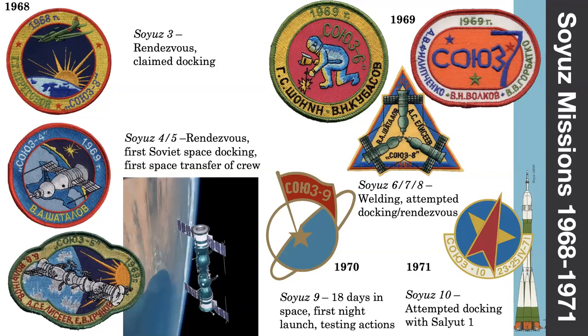Soyuz eventually did go up into space, and they managed to do some docking. They transferred their crew in 1968. They spent lots of time. They docked 3 separate ships. They spent 11 days in space. They had the first night launch. They launched a space station.